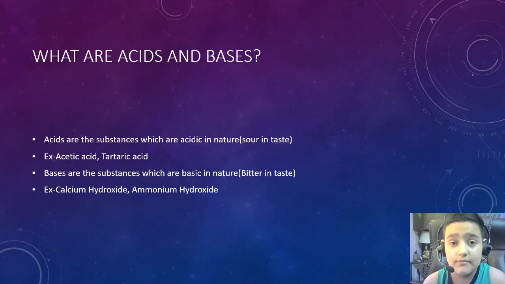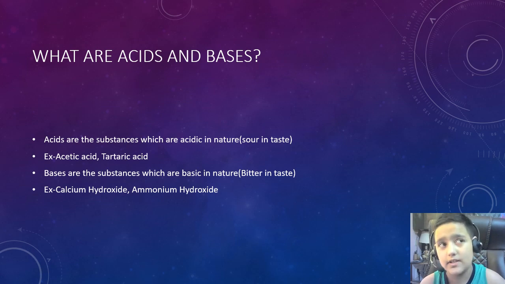In this slide we'll be looking at what are acids and what are bases. It's the first topic in the chapter. Focusing on acids first, acids are substances which are acidic in nature. They are sour in taste, and examples are acetic acid and tartaric acid.